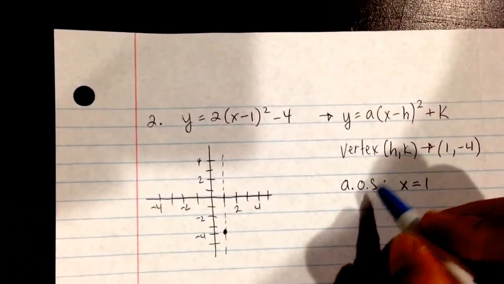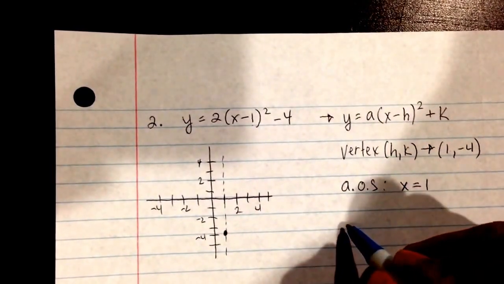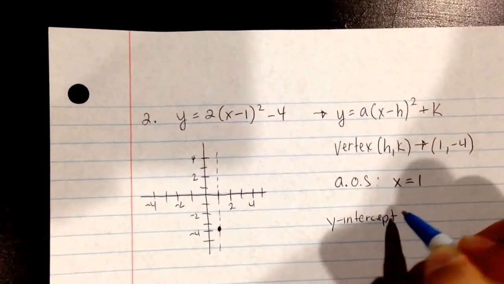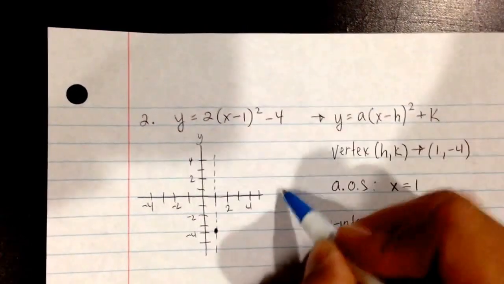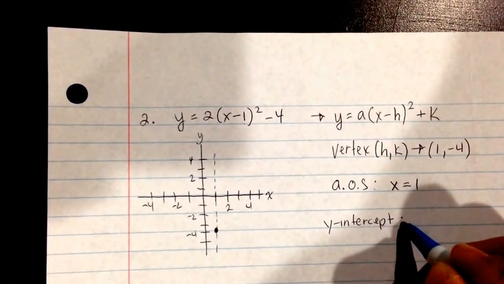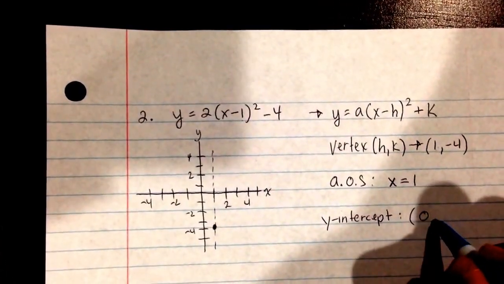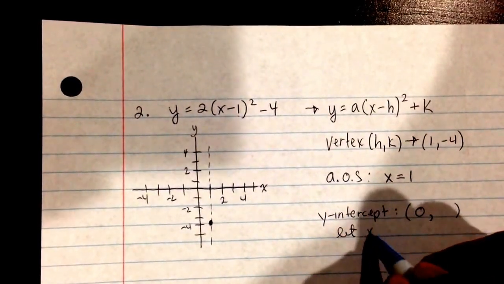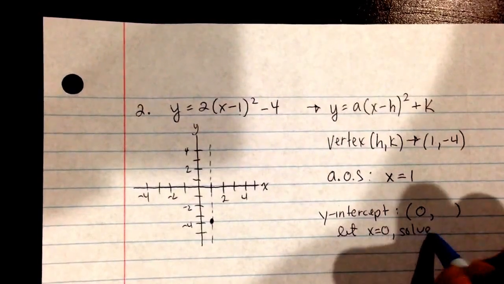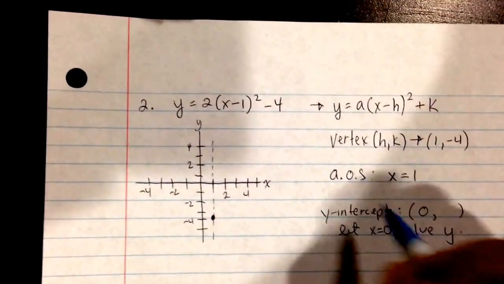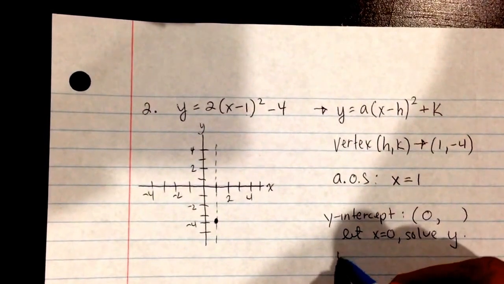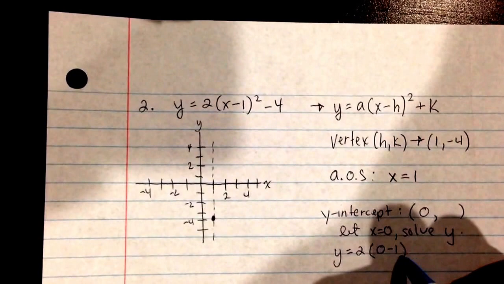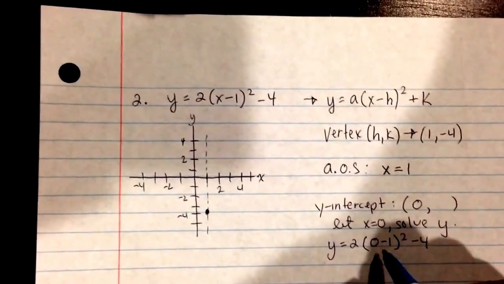After we get our vertex and axis of symmetry, we need to also find our y-intercept. And once again, your y-intercept is always on the y-axis, so that means your x-coordinate is always going to be 0. So you just need to let x equal 0 and solve for y. And what that means is if you go back to your original equation, you have y equals 2, now your x is 0, (0 minus 1). Okay? Let's solve for that.